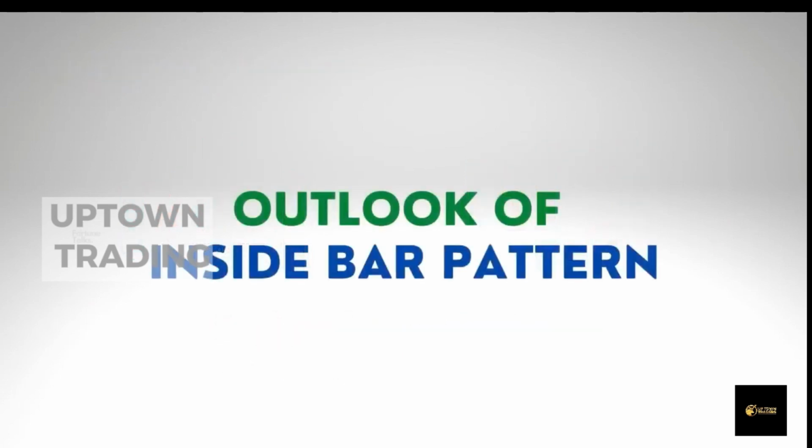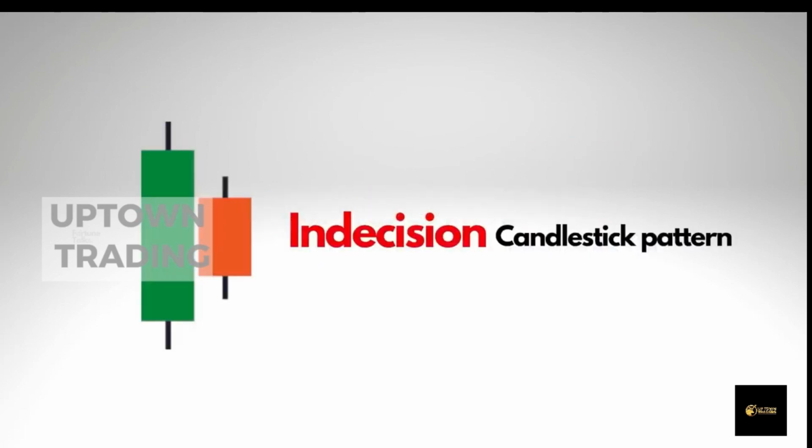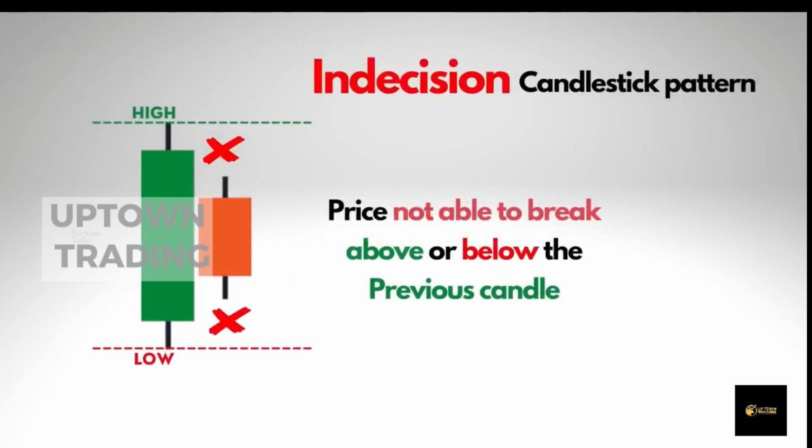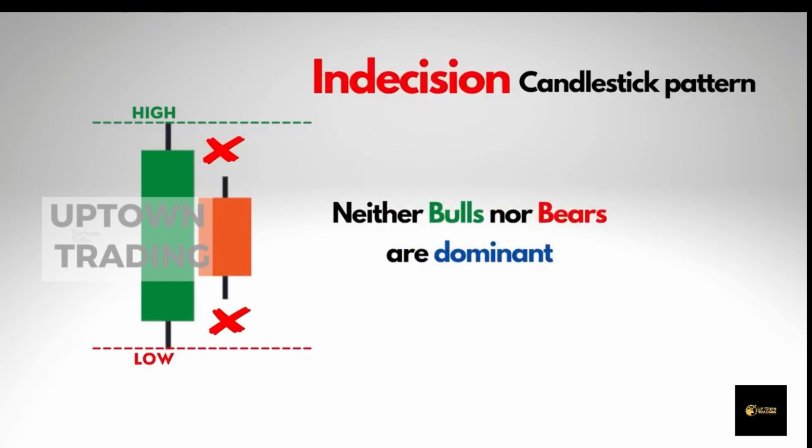Now let us talk about the nature of an inside bar, or the outlook of an inside bar in the market. The inside bar is actually an indecision candlestick pattern. The inside bar is formed because the price was not able to break either the high nor the low of the previous session or the previous candle. This tells us that neither the bulls nor the bears were in control during the session. This is very important information when used correctly.